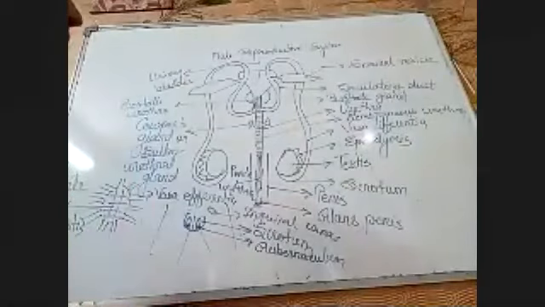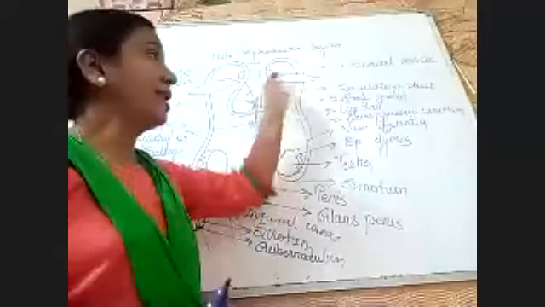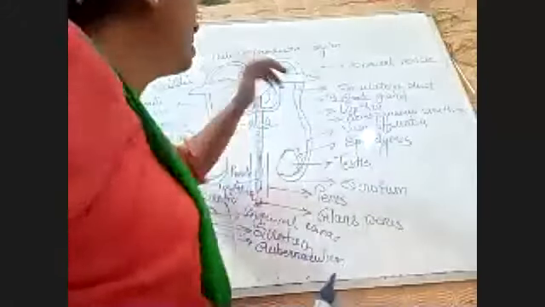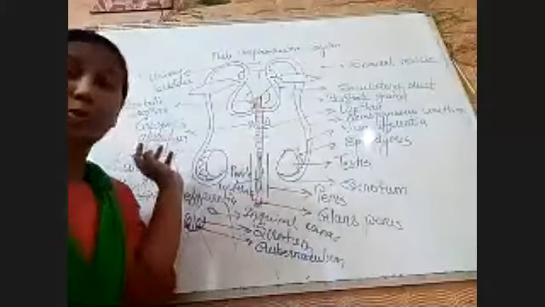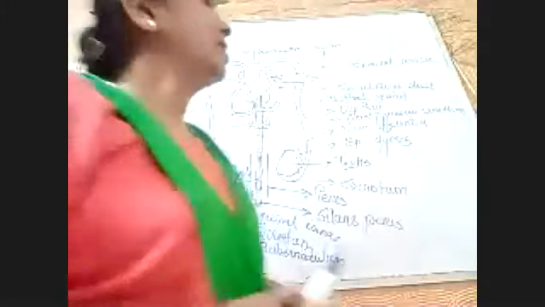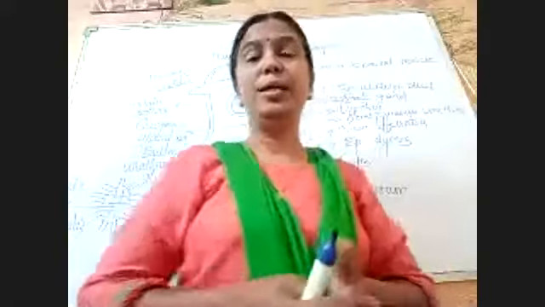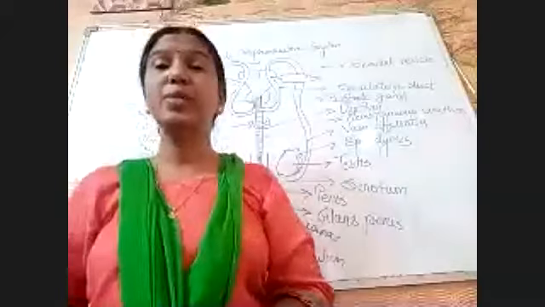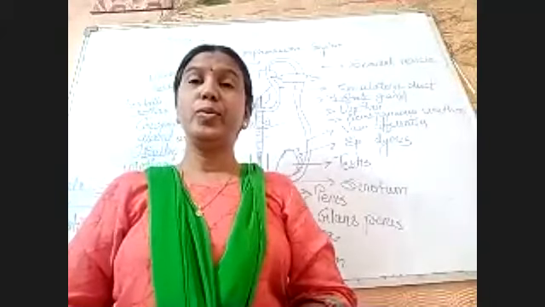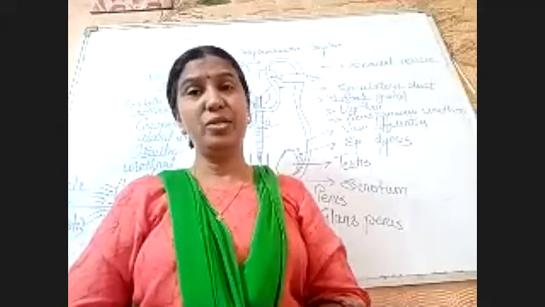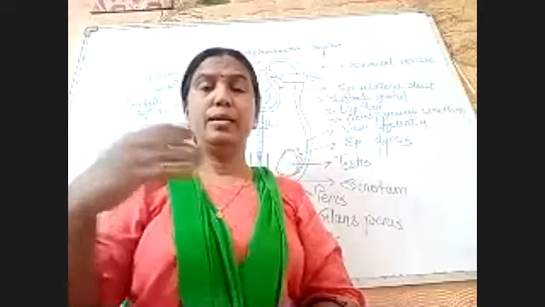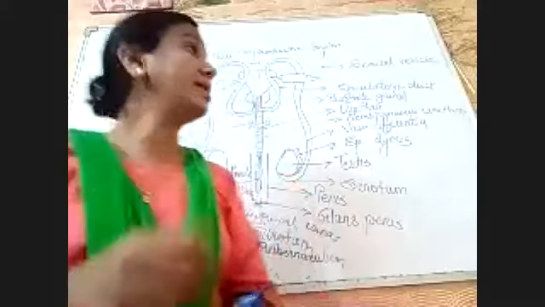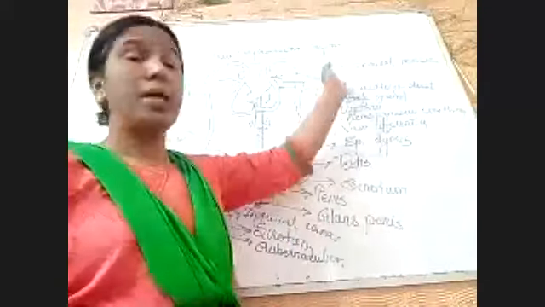Okay. Now let's see about the glands. Here three glands are there: the seminal vesicle, the prostate gland, and the Cowper's or bulbourethral glands. The seminal vesicle is present on either side of the urinary bladder. This gland secretes 60% of the seminal fluid. So the main 60% seminal fluid is secreted by this seminal vesicle.